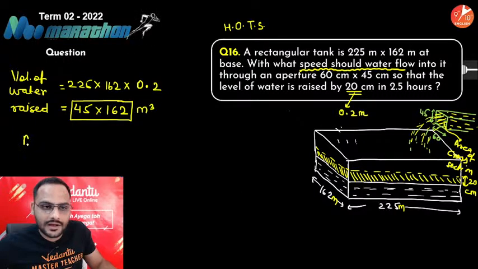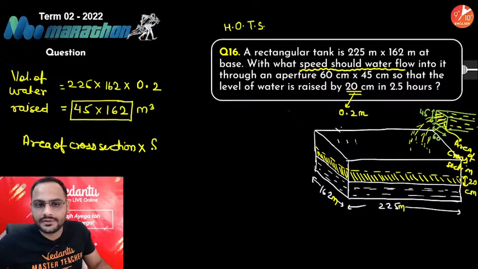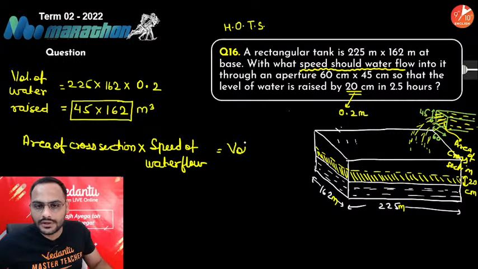So this area of cross section multiplied with the speed of water flow is equal to the volume of water. ये एक important है थोड़ा सा.